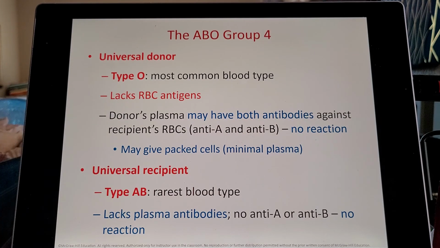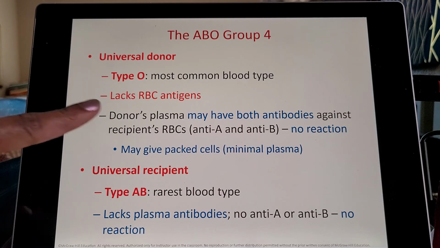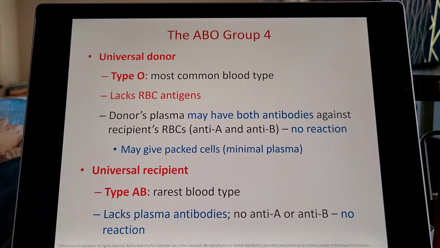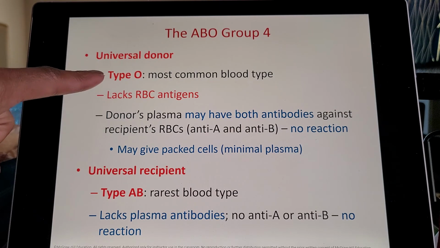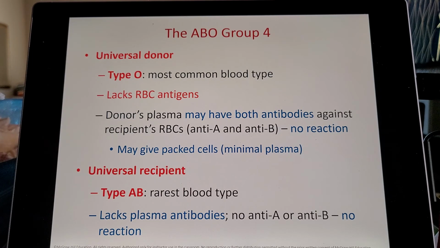The plasma in the donor, the blood that you're receiving, may have antibodies against the recipient's red blood cells. So a lot of times when you give blood, they'll filter out the plasma and just focus on the red blood cells, which is what you need. Therefore, minimizing the plasma, minimizing the antibodies that would be in the donor's blood, and so minimizing the possibility of a reaction. Okay, universal donor, that's type O, because it's not going to have a foreign flag on it.